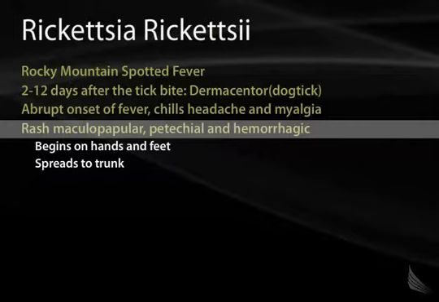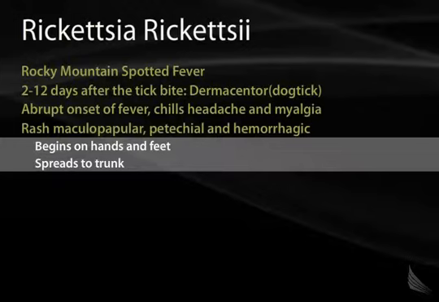It's maculopapular, it's petechial, and it's hemorrhagic. It begins on your hands and feet and spreads to the trunk. So it starts on the outside and moves to the inside. If you have that with a history of a tick bite, you should think Rocky Mountain spotted fever and Rickettsiae.